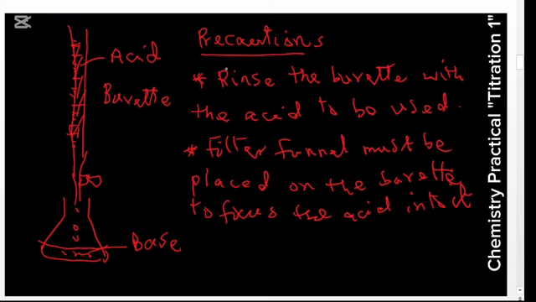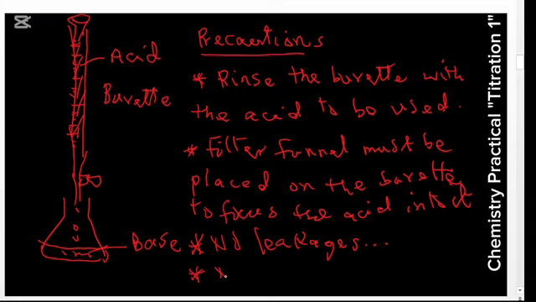Because if you don't use it, it is like this, something like this. If you don't use the filter funnel, it is possible that the acid will be spilling away, so it will just pour off. So in order for you to prevent wastage, you are going to pour the acid into the burette using a filter funnel. And you must ensure that there is no leakages. That's another important precaution. Okay. Then no bubbles, also no bubble formations.